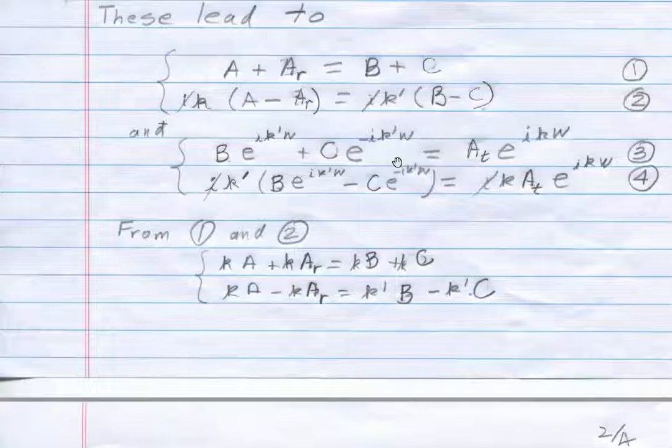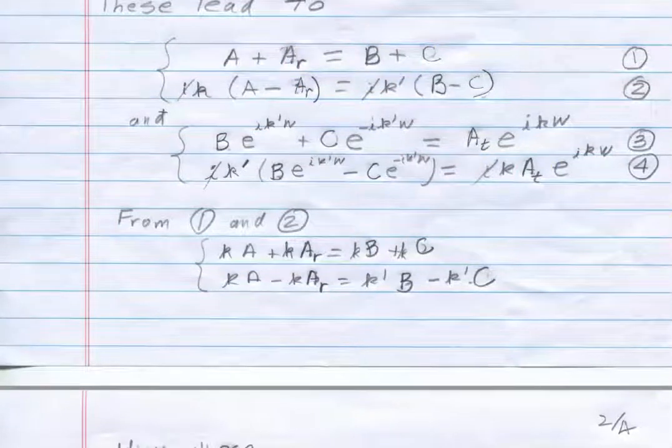So I need a relation between AT and A. If you look at those, I've got four unknowns, AR, B, C, and AT. And treating A as a known, I've got four equations and four unknowns, and so I should be able to solve those uniquely for all of those, AR, B, C, and AT. We'll just get AT, the transmission amplitude.